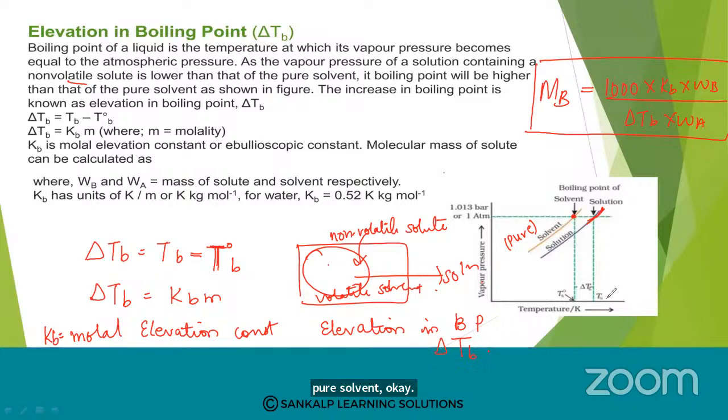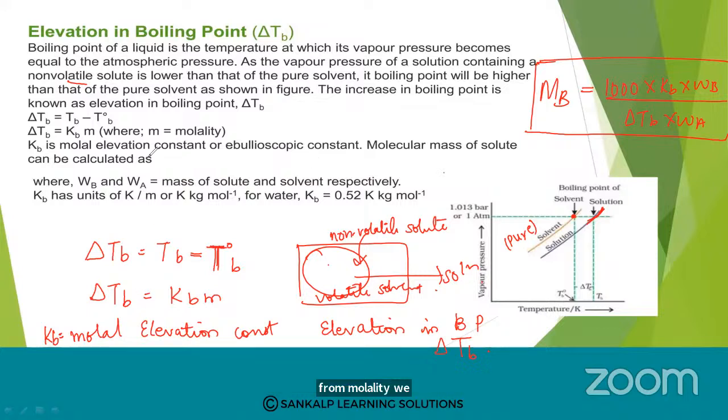And this increase in boiling point is called what? Elevation in boiling point. And this is a formula by which we can calculate the elevation in boiling point. So this is a formula which we are going to make use of. Is it clear? Yes. So this is the formula from molality, from molality we are going to get this particular formula.